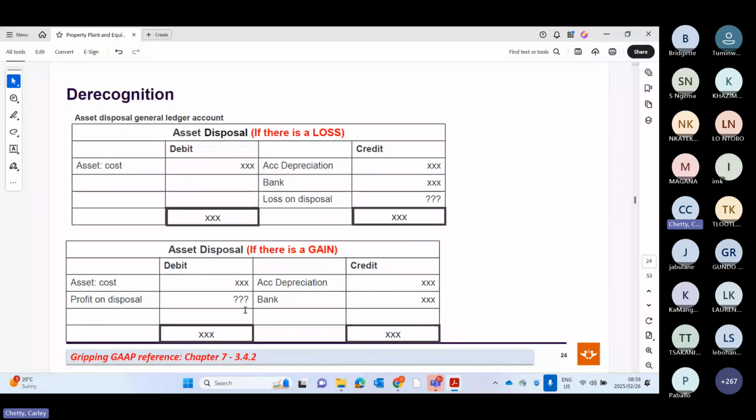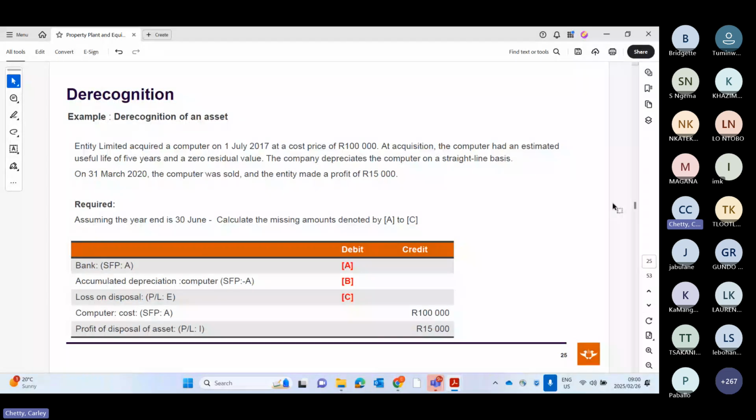So here we have an entity. They acquired a computer on 1 July 2017 at a cost of 100,000. At acquisition, the computer had an estimated useful life of 5 years and a zero residual value. The company depreciates the computer on a straight line basis. On 31 March 2020, the computer was sold. The entity made a profit of 15,000 Rand. So assuming the year end is 30 June, calculate the missing amounts.